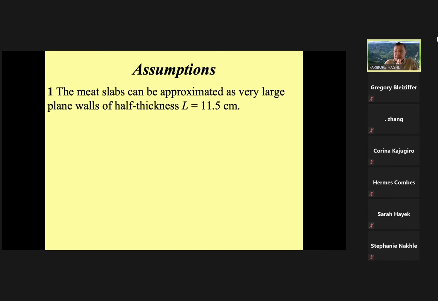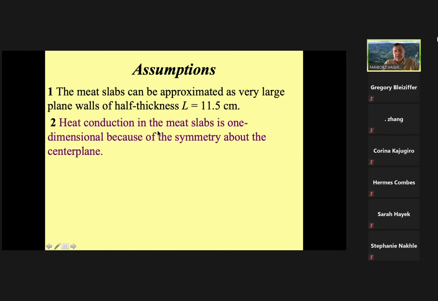It means 20 divided by 2, okay? Because we assumed when you put it in the fridge, both sides are at the same condition. That's one of the assumptions we made when developing the methodology. And then the second issue here is heat conduction in the meat is one-dimensional. Because it mentions very large, we can assume it's only one-dimensional.